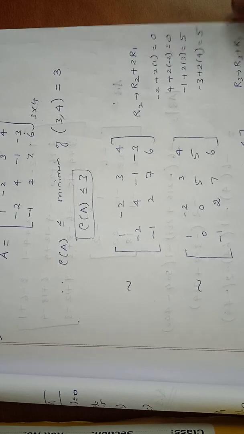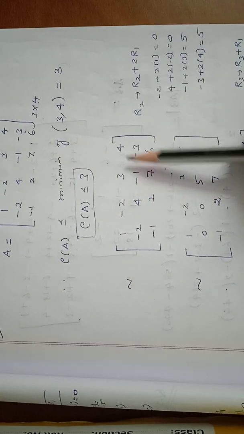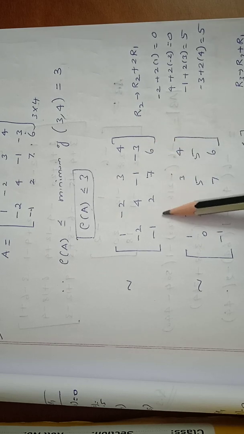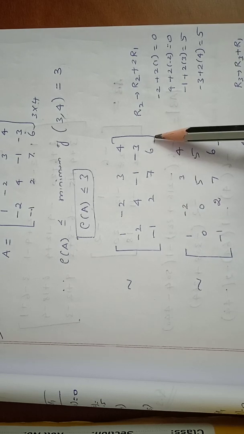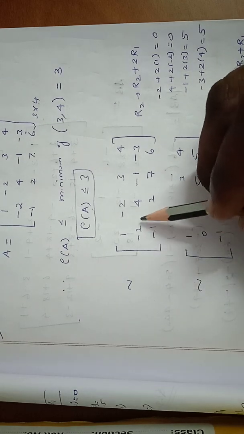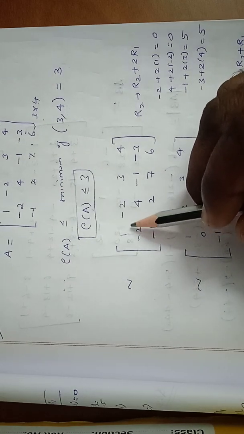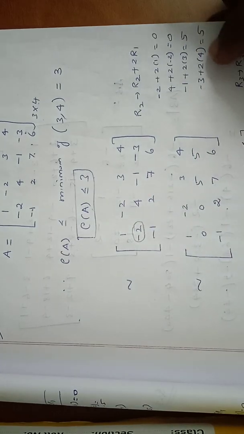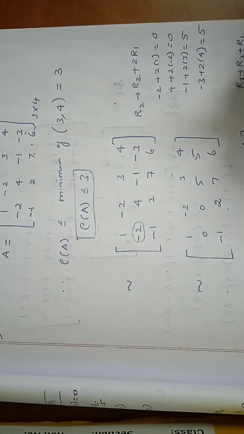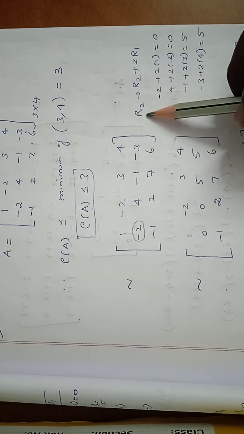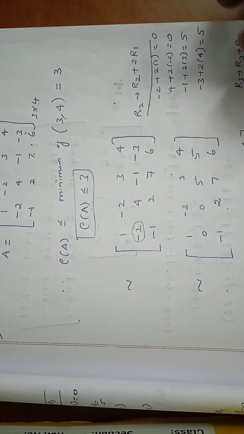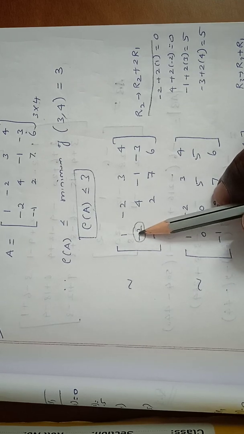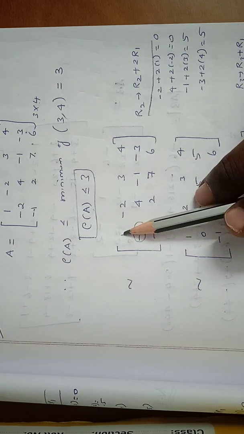So the matrix is 1, -2, 3, 4; -2, 4, -1, -3; -1, 2, 7, 6. First, the second row, first element, try to make it as 0. So we apply the first condition: R2 tends to R2 plus 2 R1.